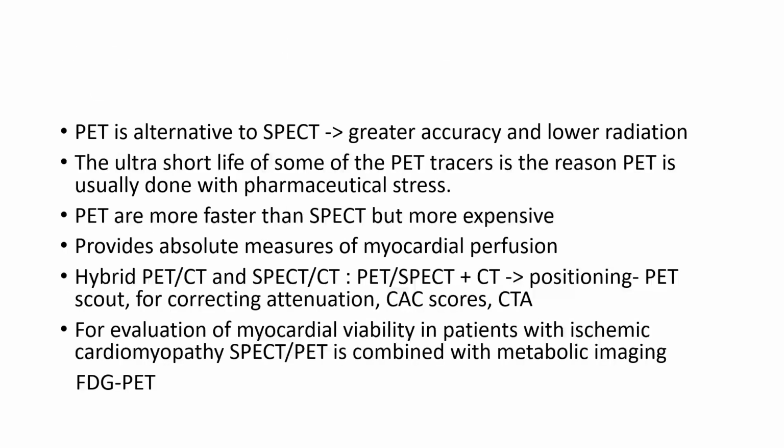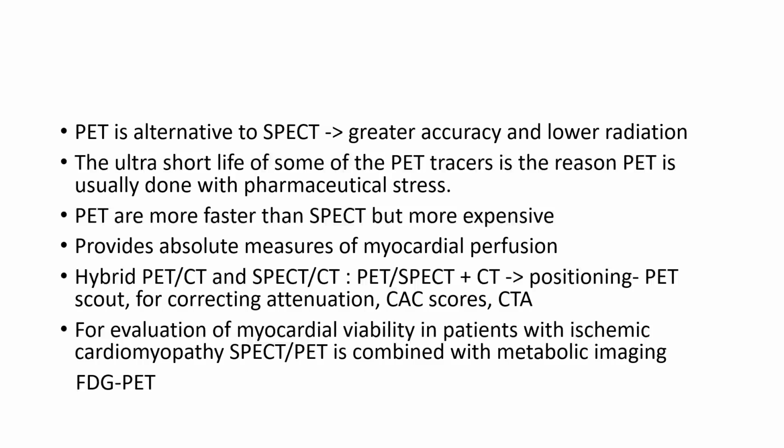PET is an alternative to SPECT, and it has greater accuracy and lower radiation. The ultra short life of some of the PET tracers is the reason that PET is combined with pharmacological stress instead of a natural physiological stress. PET scans are faster than SPECT but are also more expensive, and PET provides an absolute measure of myocardial perfusion, which is not possible with SPECT.